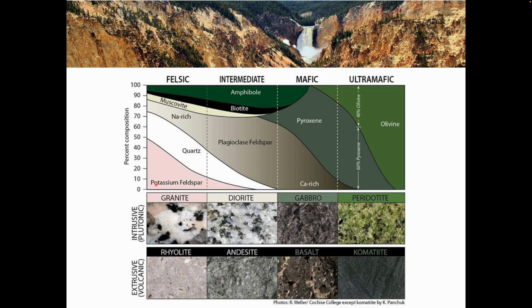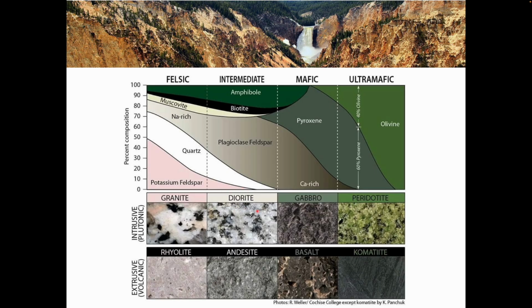potassium-rich feldspar, and your intrusive or plutonic or coarse-grained version of a felsic rock is granite, and your extrusive, volcanic, fine-grained rock is something like a rhyolite. Your intermediate rocks, you still have amphibole, biotite, and muscovite, much more amphibole in an intermediate rock, a lot of plagioclase feldspar, a little bit of quartz, and a very small amount of potassium feldspar. Your intermediate would be something like a diorite, or an extrusive andesite.